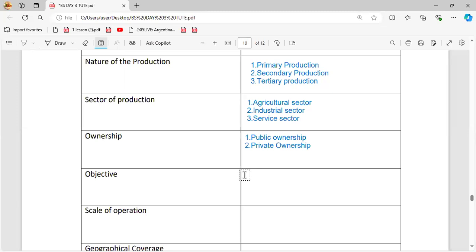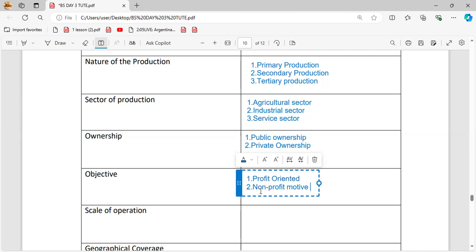Objective. There are some businesses that are profit oriented. Their main goal is to earn profits. Did you understand? There are some businesses whose main target, their main objective, is to earn profits. There are also some businesses which are non-profit motive. Non-profit motive means what? Their main target is not to earn profits. That means they are doing it as a social service.